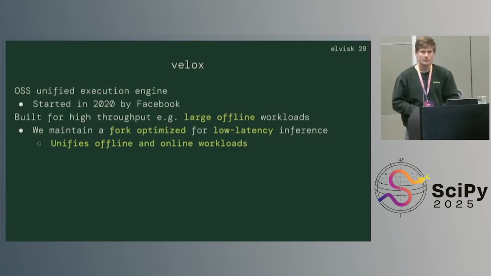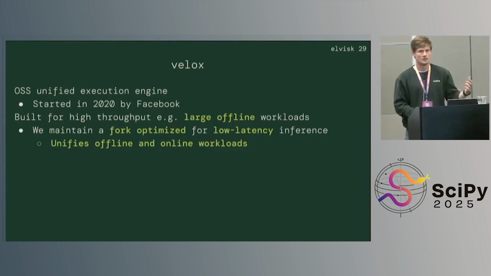And it was really built for those high throughput types of use cases. Like it's really a competitor to Spark that Facebook uses internally for all of its analytics queries. And what we do is maintain a fork of this, which is really built for low latency queries, and lets us unify these online and offline types of expressions.